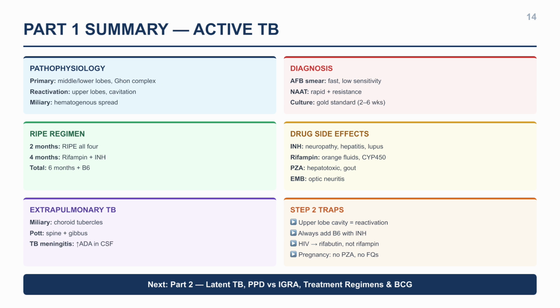Pott disease affects the spine. TB meningitis shows elevated ADA in the CSF. Finally, the classic Step 2 traps. An upper lobe cavity means reactivation TB. Always add B6 with isoniazid. In HIV, use rifabutin instead of rifampin. And in pregnancy, avoid pyrazinamide and fluoroquinolones.